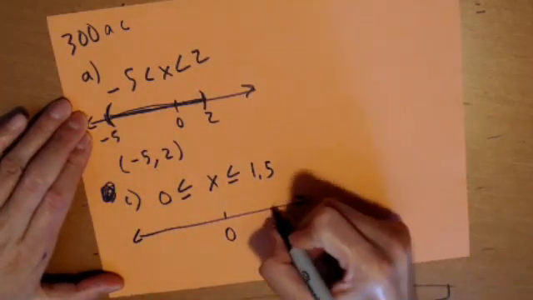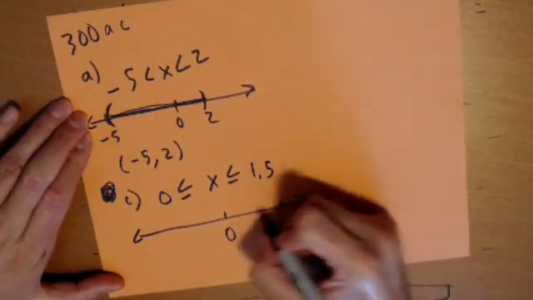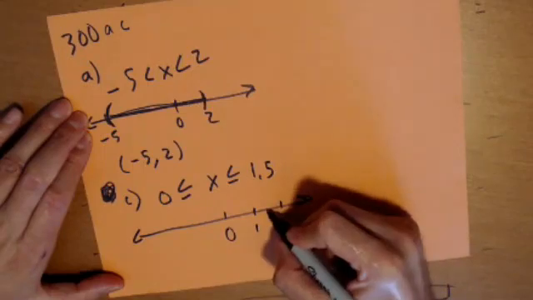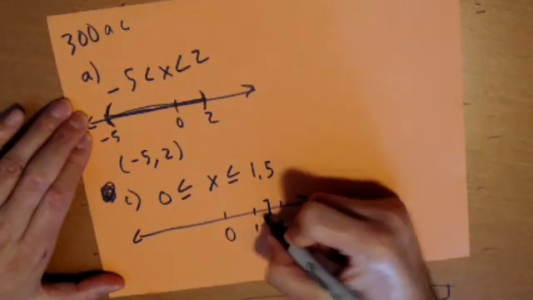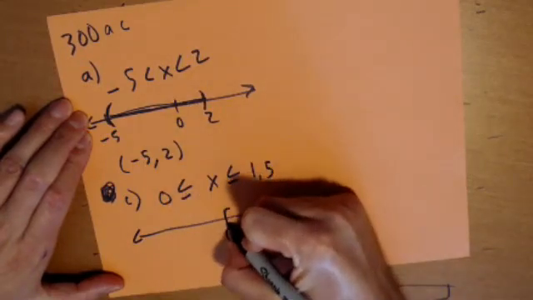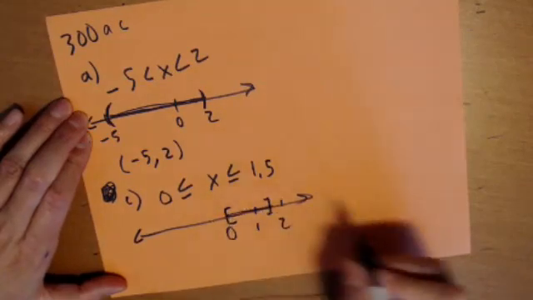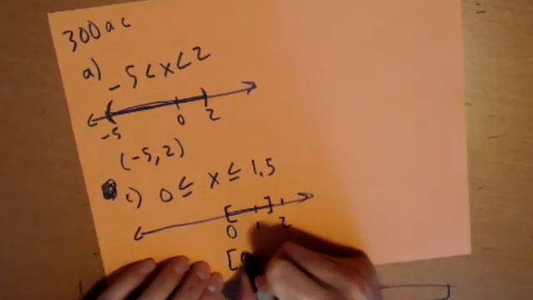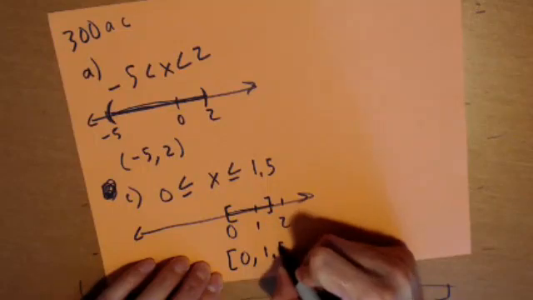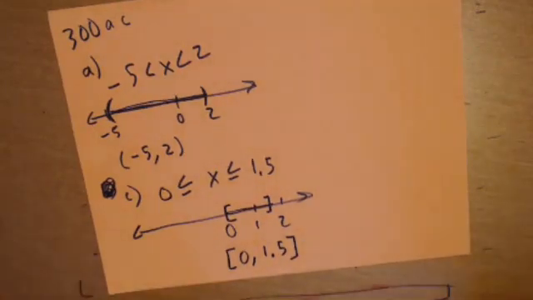Here's 0, here's 2, here's 1. 1.5 is sort of right here. So bracket there, bracket at 0, everything in between. So 0, comma, 1.5, bracket. Ta-da! So that's 300, A and C. B should have been easy.